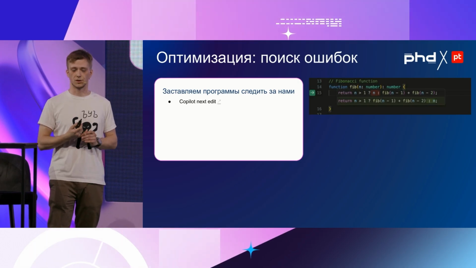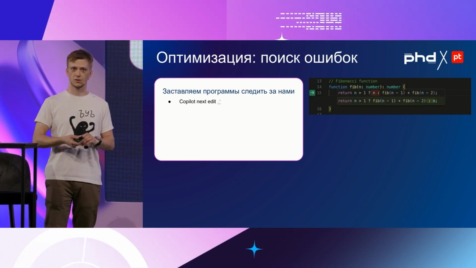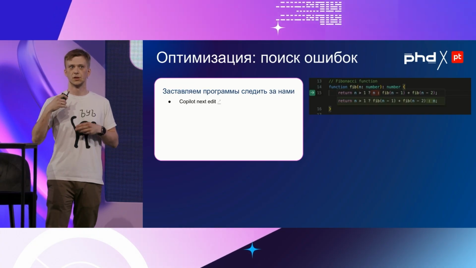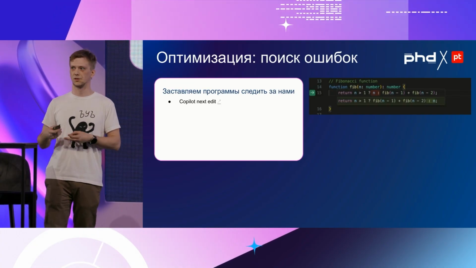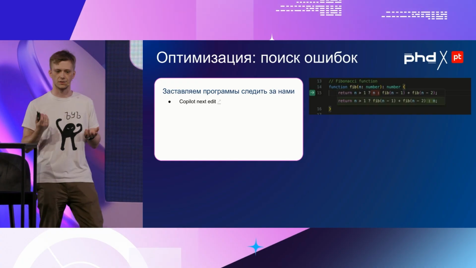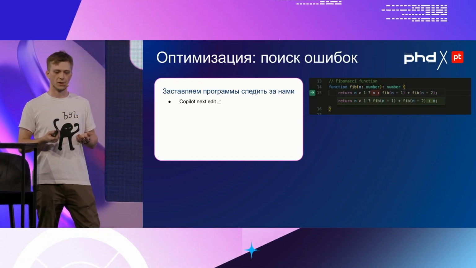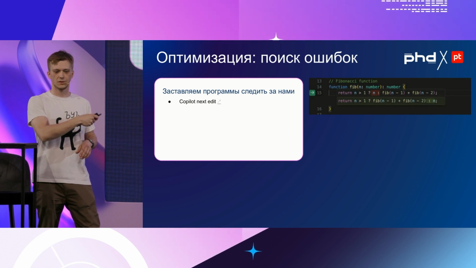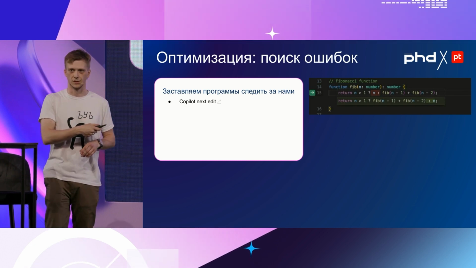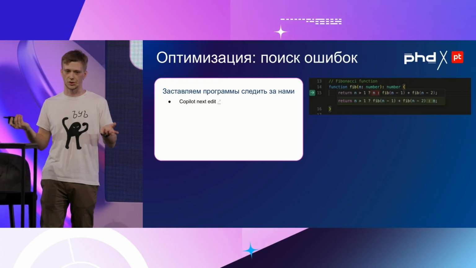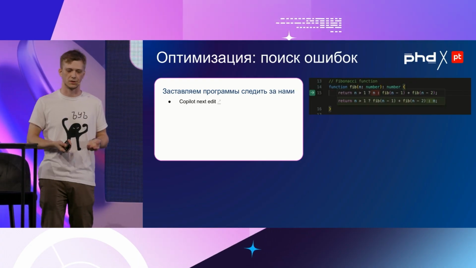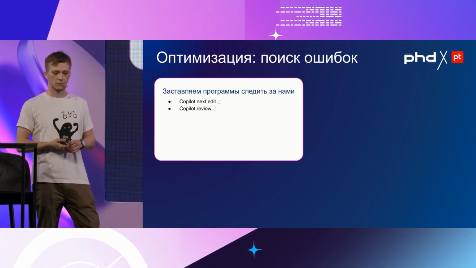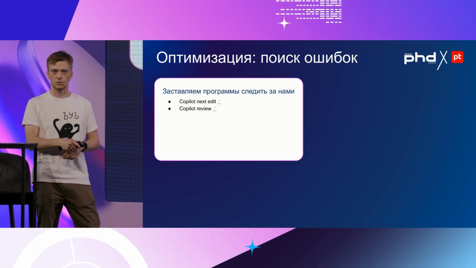How do we look for errors and bugs? We have Copilot next edit. As you write code, what does it do? As you write code, it suggests the most appropriate next change. As you write bad code with bugs, with mistakes, and it suggests, wouldn't you want to rewrite this properly? If you have mistakes in your code, it will suggest edits.